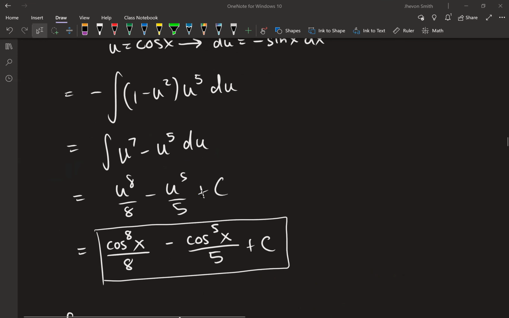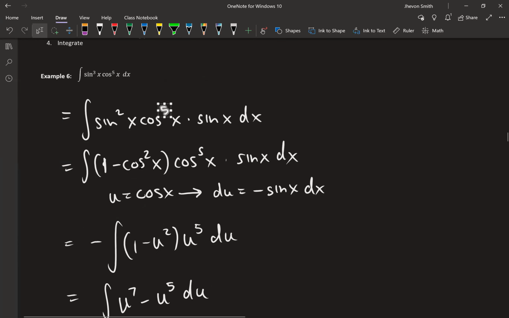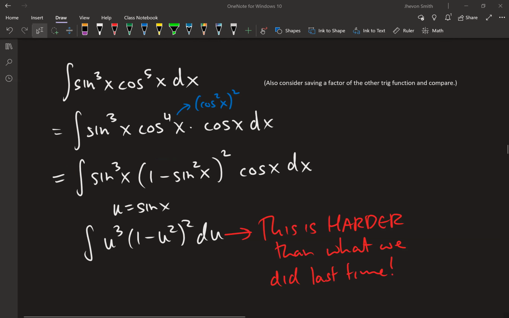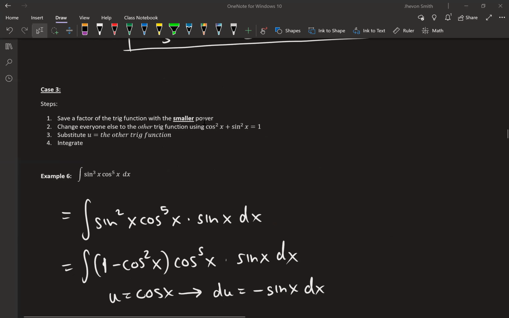However, even if this were 17, the smaller power is not going to be affected. That would have been 7. I would just have a u to the 17 that I can distribute easily. You will always work less by saving a factor of the smaller power. So that's why this recommendation is there for the smaller power.